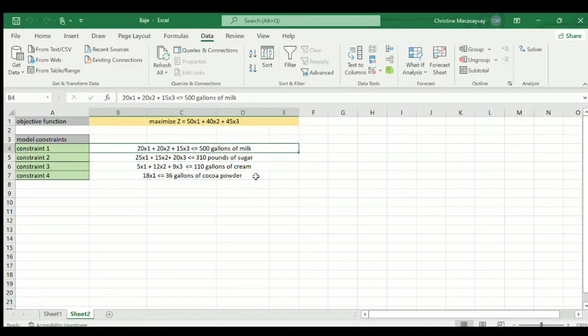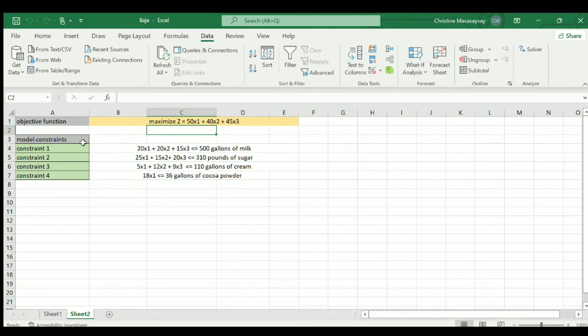So now, based on the problem, we need to optimize the given data, which means we are going to maximize, and we have here the objective function. The objective function is to maximize z equals 50x sub 1 plus 40x sub 2 plus 45x sub 3. Now, if you're asking where I got this 50, 40, and 45, the x's stand for the chocolate, vanilla, and banana.